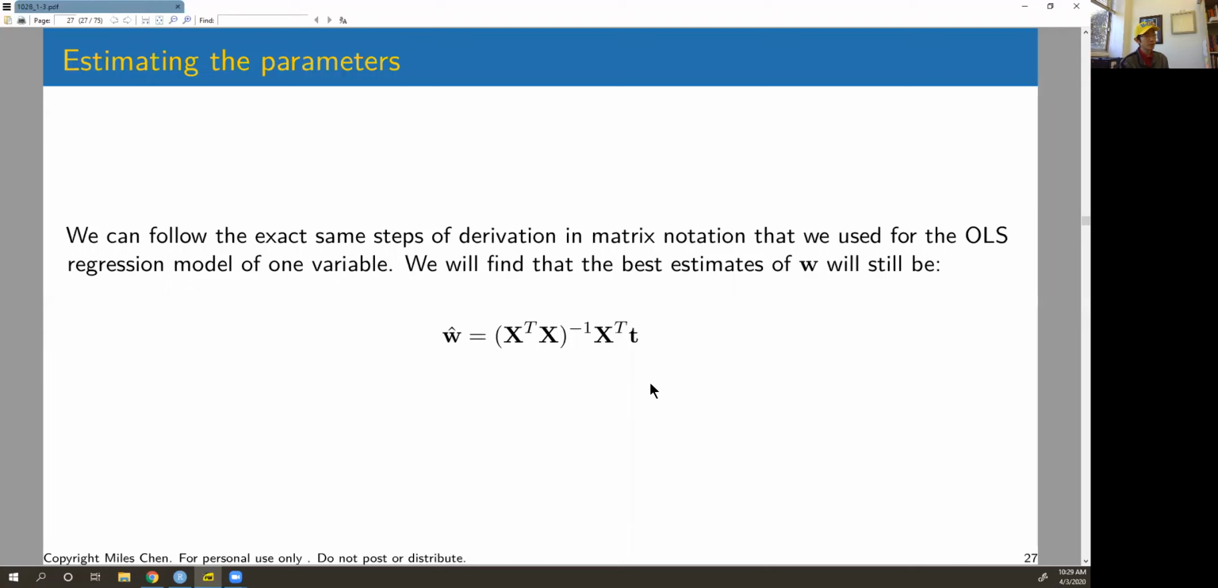If we didn't do it in matrix notation and we had partial derivatives, we would have to find the partial derivative with respect to W0, with respect to W1, and with respect to W2, and solve for each of those partial derivatives to be equal to 0. But because we did our operations in vectors and matrices, we don't have to redo it. We can just leave it in matrix form and get W hat to still be X transpose X inverse X transpose T, which is why we prefer to work in matrices here. So this is a great thing.